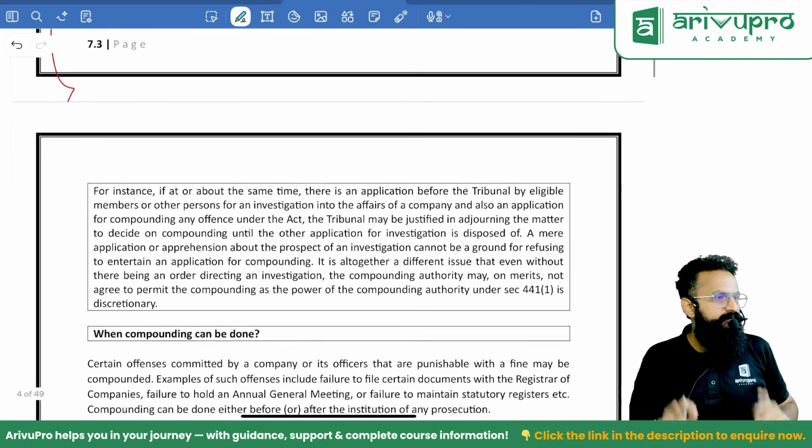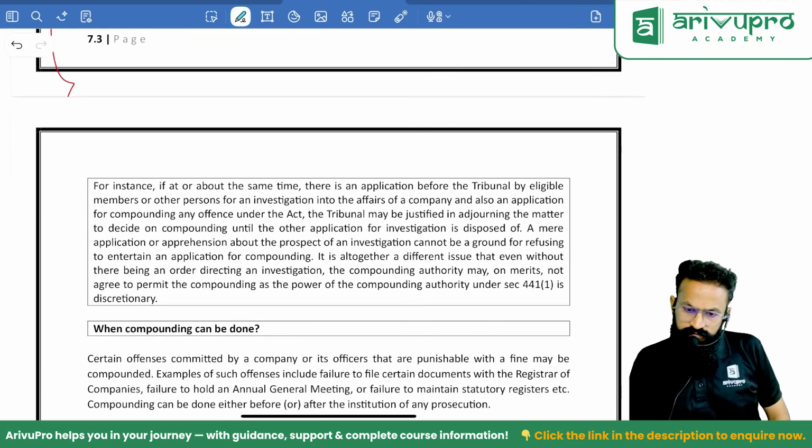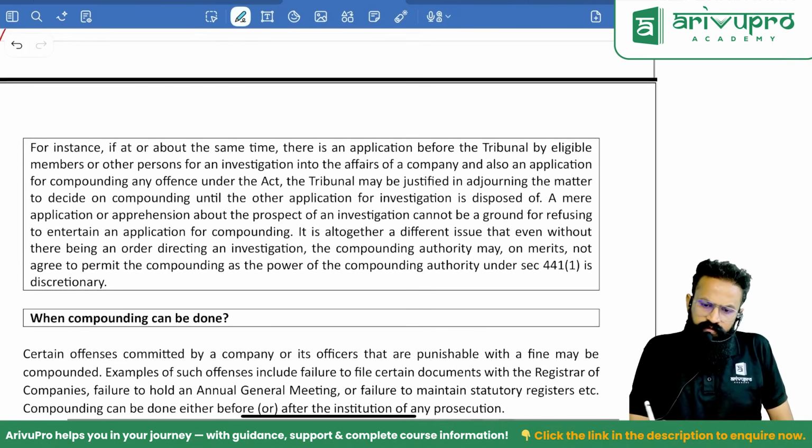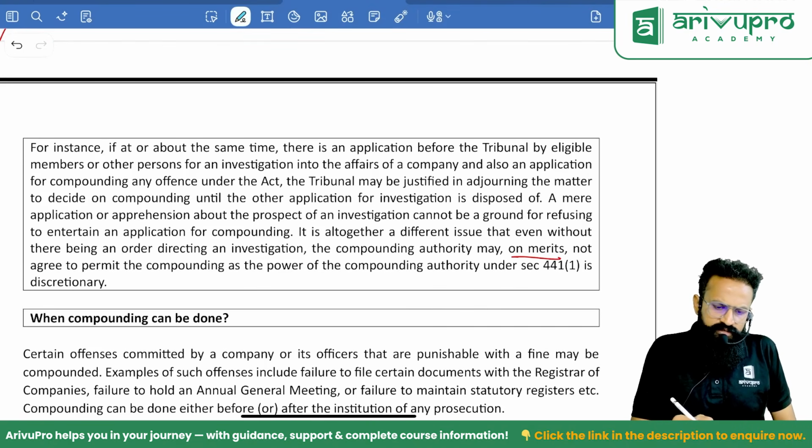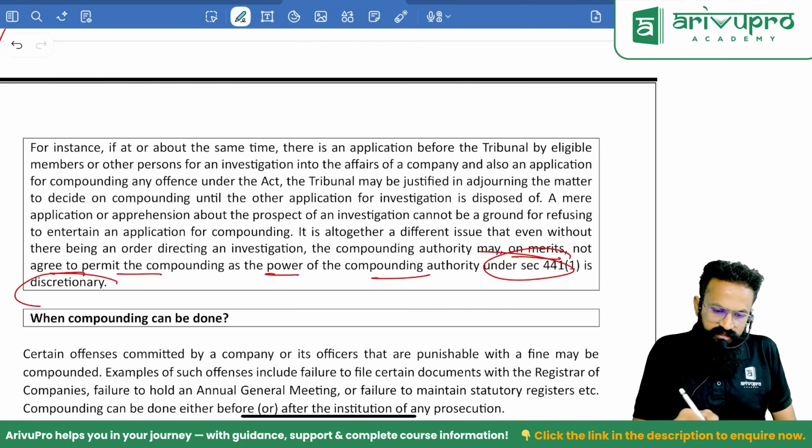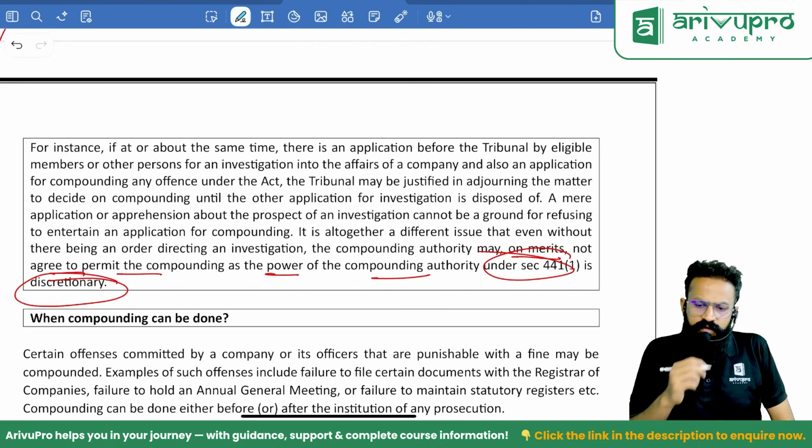Is this clear? The compounding authority may, on merits, not agree to permit the compounding, as the power of the compounding authority under section 441 is discretionary. Now, what do you mean by this, people?